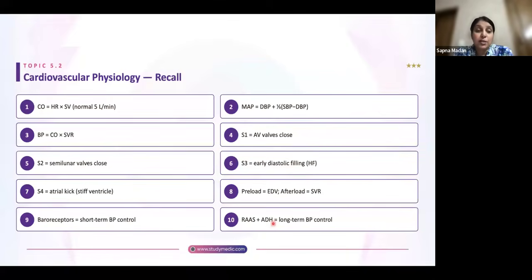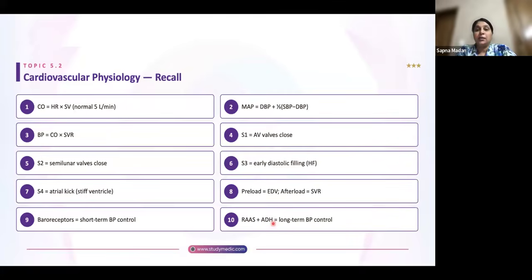Okay, so a little bit of recall. Cardiac output we discussed: heart rate times stroke volume, which is around 5 liters per minute, the normal cardiac output. Mean arterial pressure is diastolic blood pressure plus 1/3 of the difference between systolic and diastolic blood pressure. I told you about 120/80; it comes out to around 93. BP is the product of cardiac output and systemic vascular resistance. S1 is when the AV valves, the mitral and tricuspid, close. S2 is when the aortic and the pulmonary valves close, which are the semilunar valves.